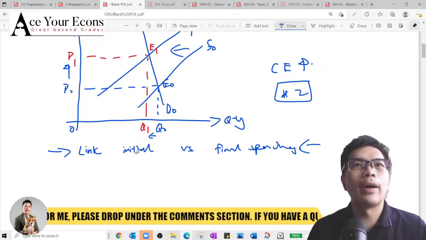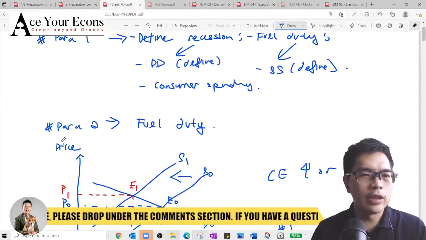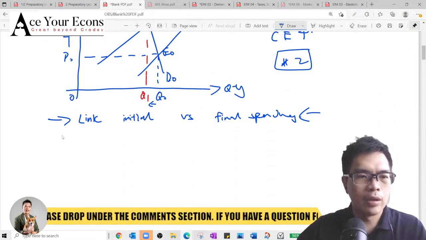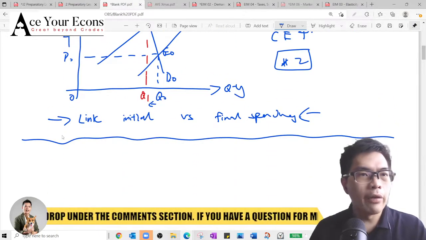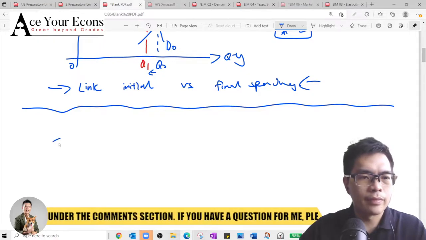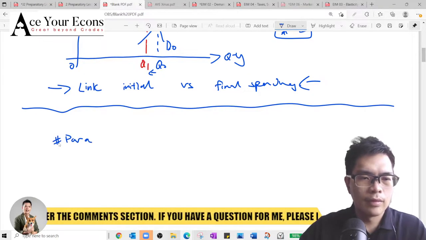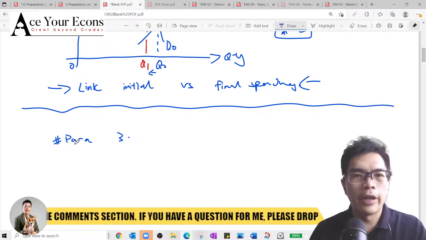So this is the hardest part. Okay, we are done with the hardest part. So this is your paragraph 2. Okay, what about paragraph 3? It's the recession point, right?